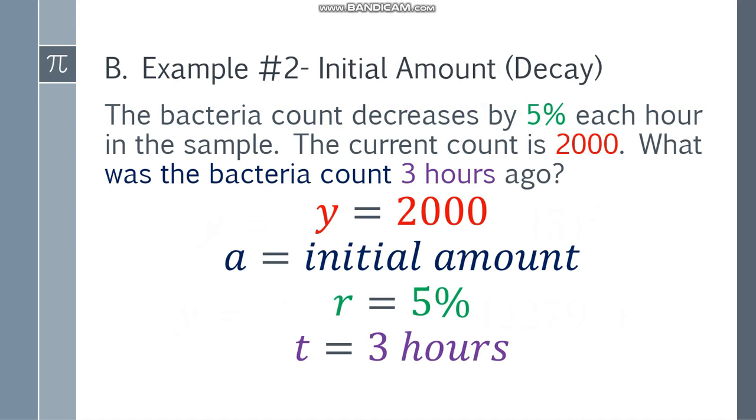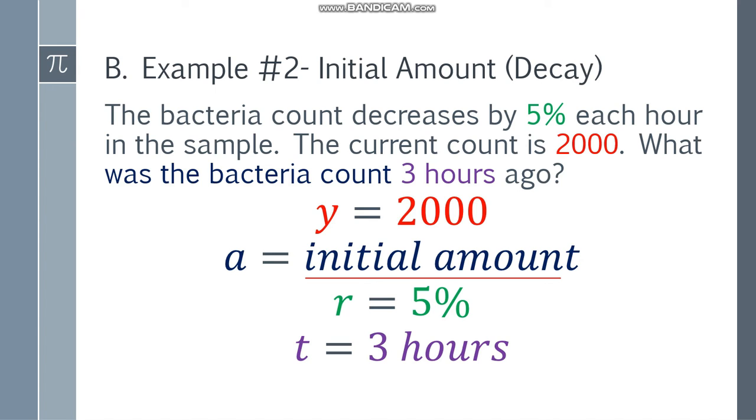So y is equal to 2,000. Now you're asking, why is the value of y 2,000? Because, again, we are asked to find the bacteria count 3 hours ago. The initial amount is also the past amount. Okay? So, next one.